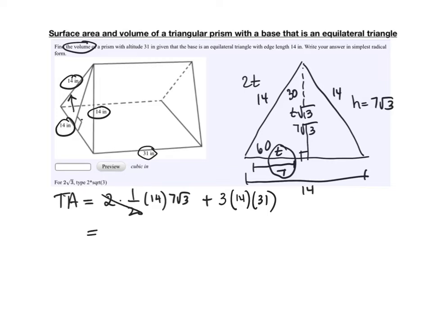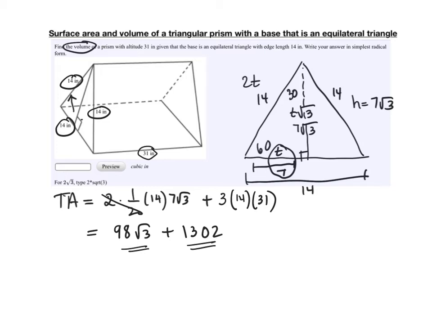Notice the 2's cancel. 7 times 14 is 98, so this is 98 root 3, plus 3 times 14 times 31 is 1,302. Now I want to point out that you cannot add this root to this whole number. Remember that you can only add roots if they're like terms.